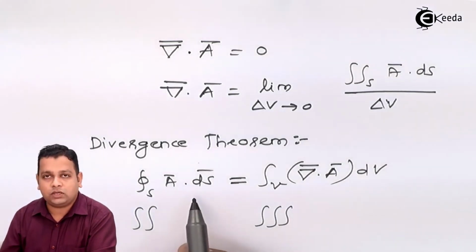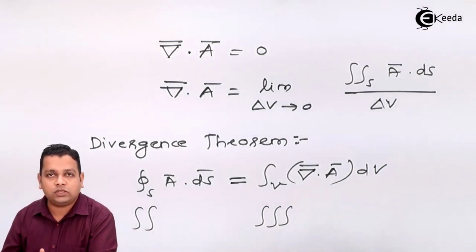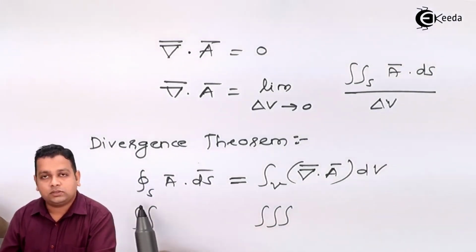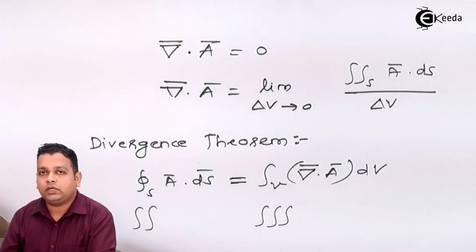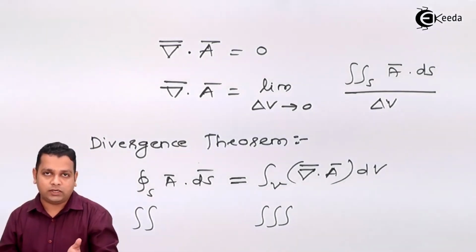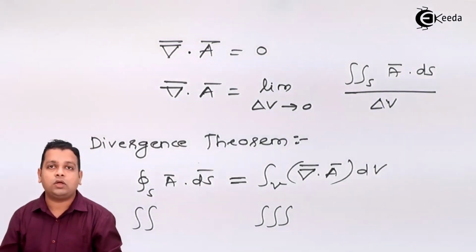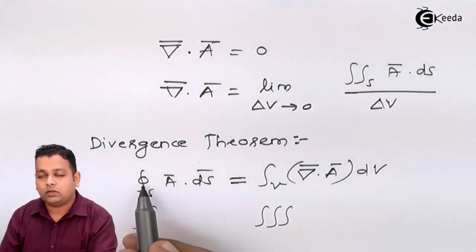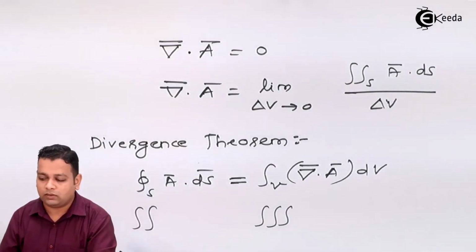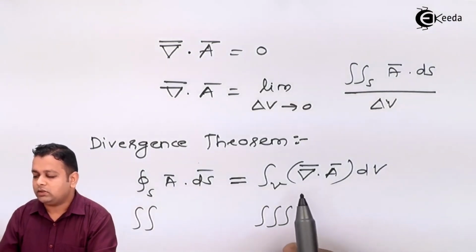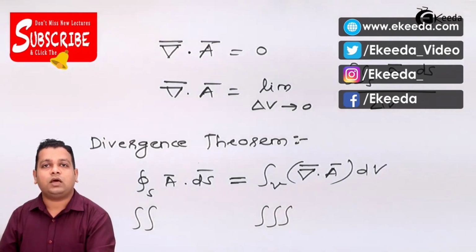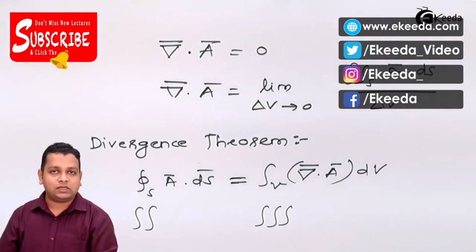Whatever happens in expansion or contraction, the physical procedure is explained here in terms of surface integrals. The object is closed from all sides. We have to take into consideration all the surfaces of that particular object. That is why we put the closed sign over the surface integral, and this is the volume integral of divergence of A bar. So this was divergence and the divergence theorem.